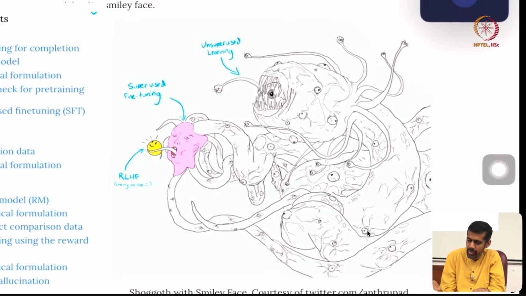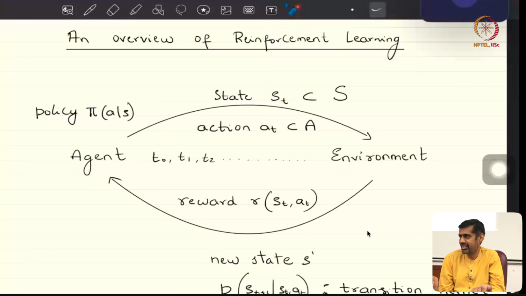Let us go to the math. See, aligning LLMs to human intent is one of the multiple applications of RL. Initially RL was being used for modeling games.